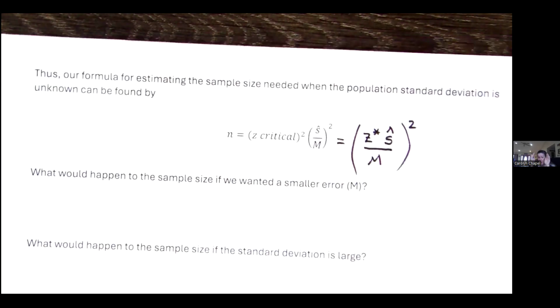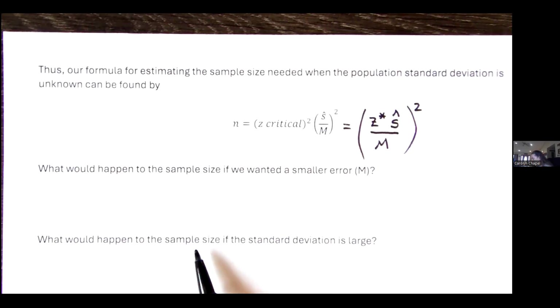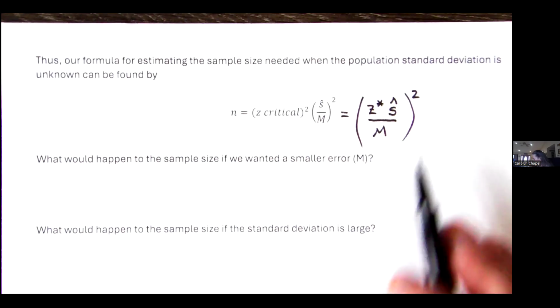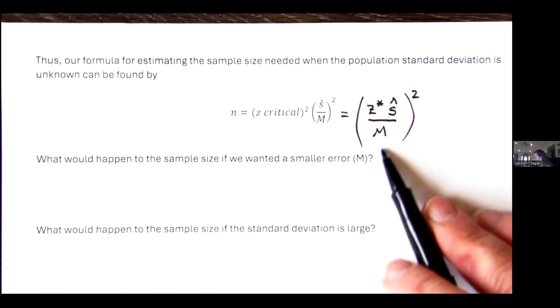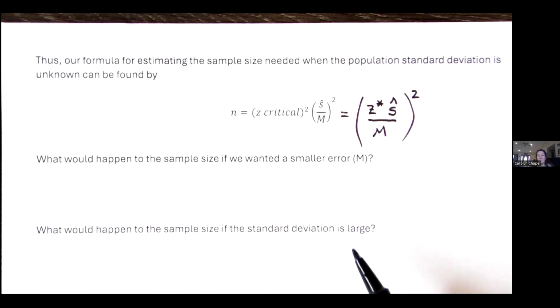So we want a smaller M, we need to ask more people. What's going to happen to our sample size if our standard deviation is really, really large? If this is really, really big, our sample size will also be very, very big. So these will affect the sample size.